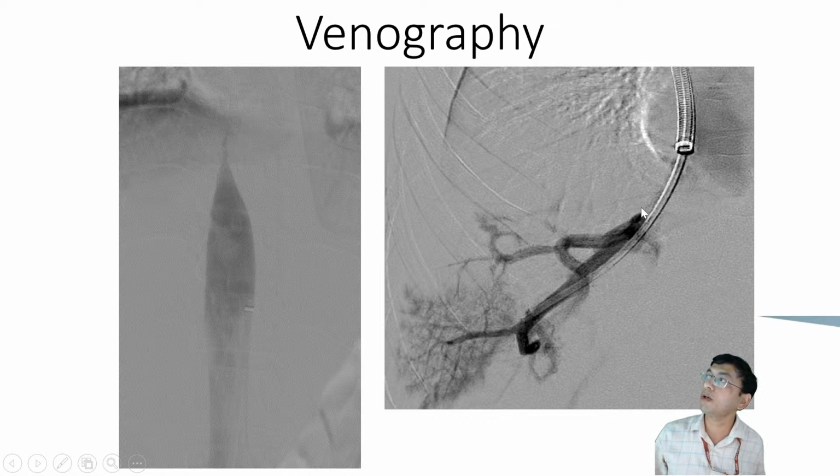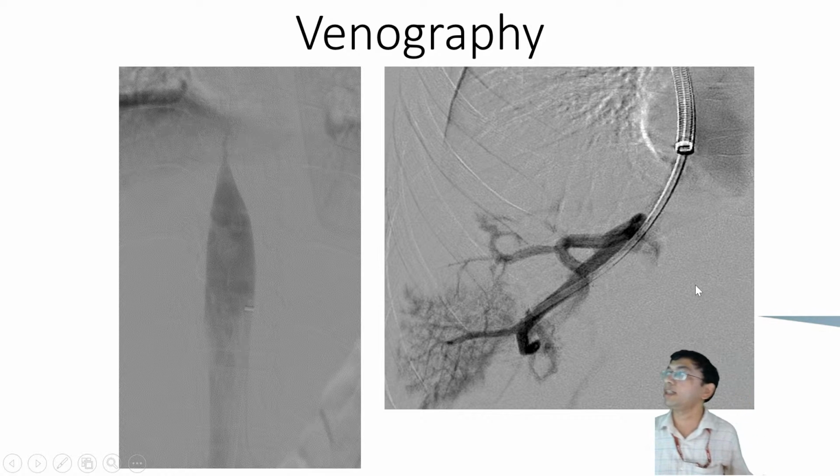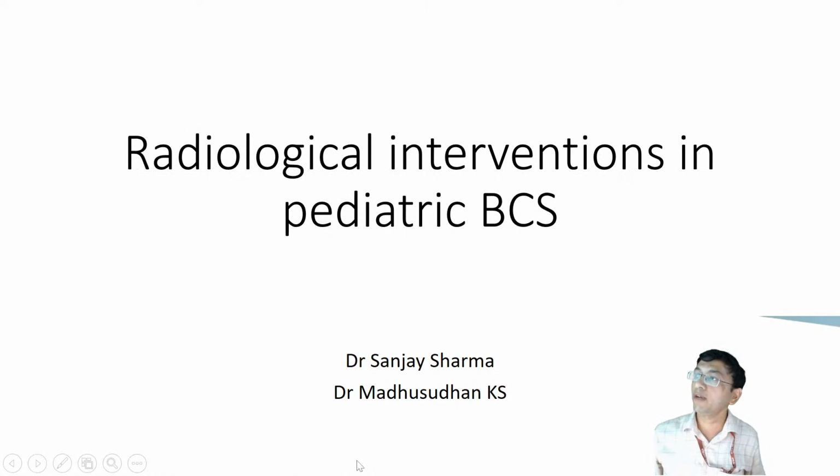Another case which is showing ostial occlusion of the right and the middle hepatic veins. So this is again suggestive of Budd-Chiari syndrome. Now I invite Dr. Madhusudan sir to talk about interventions.